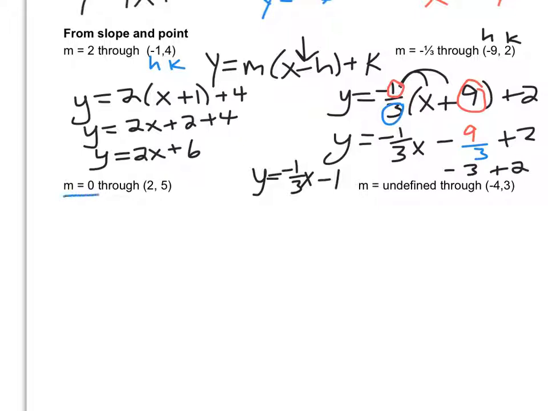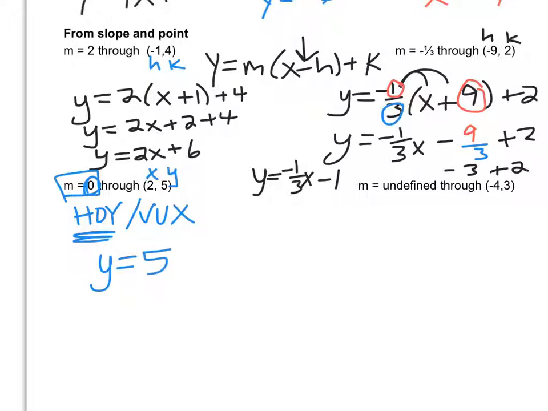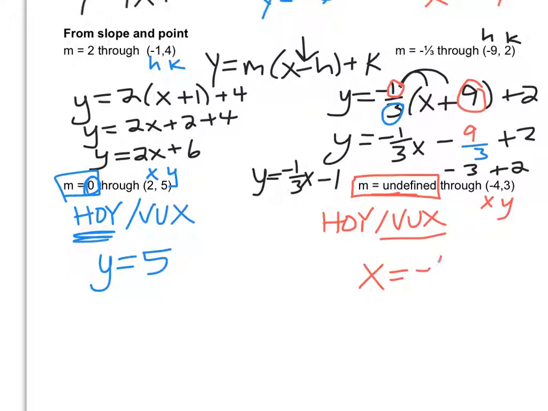The next one I have is a special slope, so that means it's either Hoy or Vux. If it's a slope of 0, that means it's going to be a Hoy equation. So y equals, and now I look at the point they gave me, what is the y value they give me? 5. No calculations required. Looking at the next one, they gave me a special slope, so that means it's going to be either Hoy or Vux. Since it's undefined, we're going to do Vux. So x equals, what's the x value they gave me? -4. Don't make it too complicated.